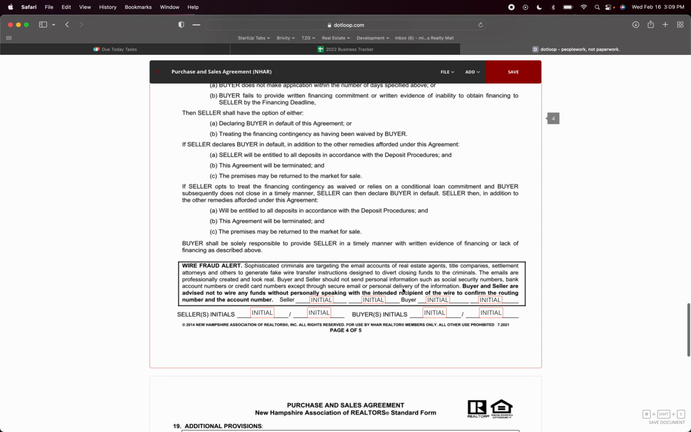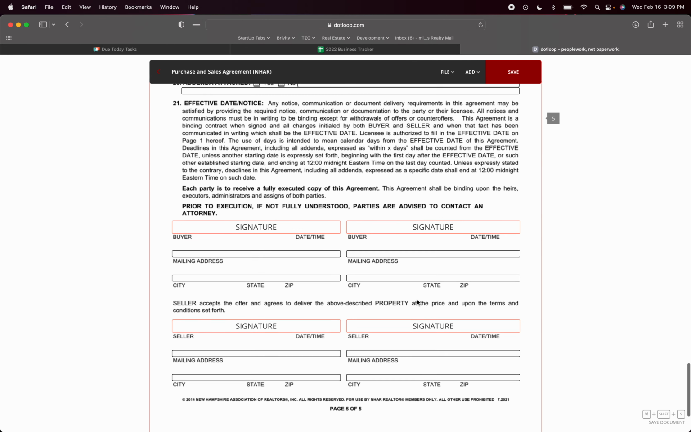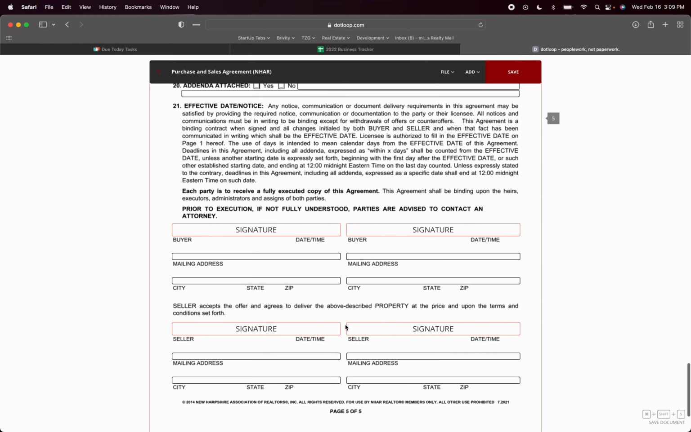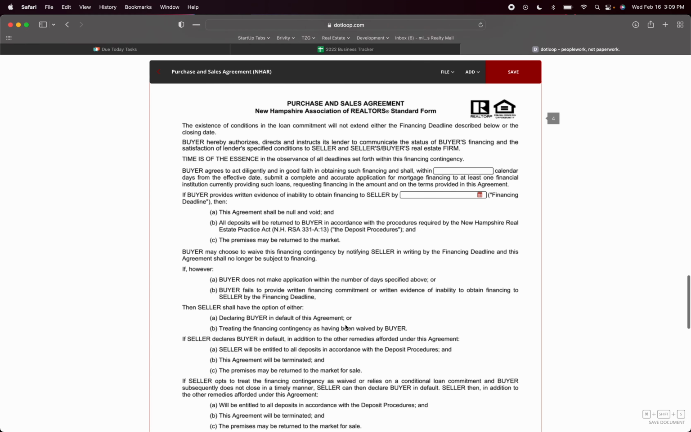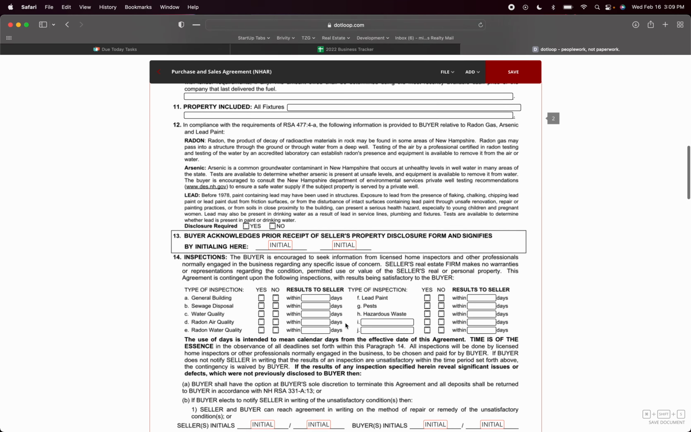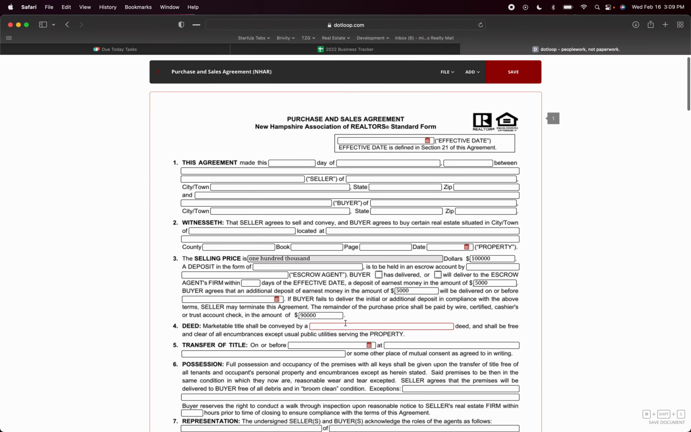The wire fraud section absolutely needs to be initialed by both the buyer and the seller. And then page 5 needs to be signed by all buyers and all sellers in order for this to be a fully executed document. The other thing to keep in mind is that if any changes were made in the course of negotiation, so something on here was crossed out and changed, all parties, all buyers and all sellers do need to initial that change somewhere near that change on the purchase and sale itself.